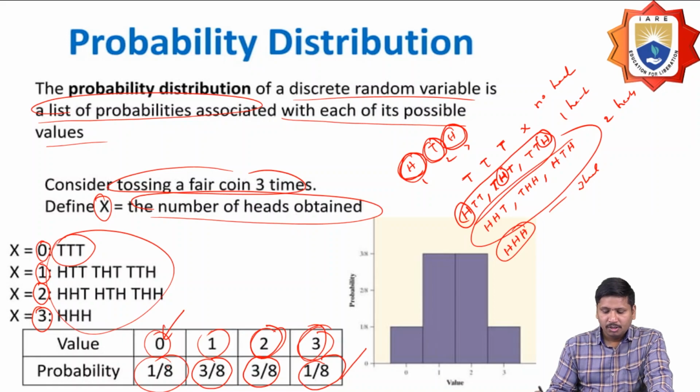If I plot the values, obtaining 0 heads, 1 head, 2 heads, and 3 heads, based on that I'm going to get one option, and this should be 3 by 8. That is 3 possibilities, and obtaining 2 also 3 possibilities, and obtaining 1 is 1 possibility. So like this, we can construct the bar chart as well.